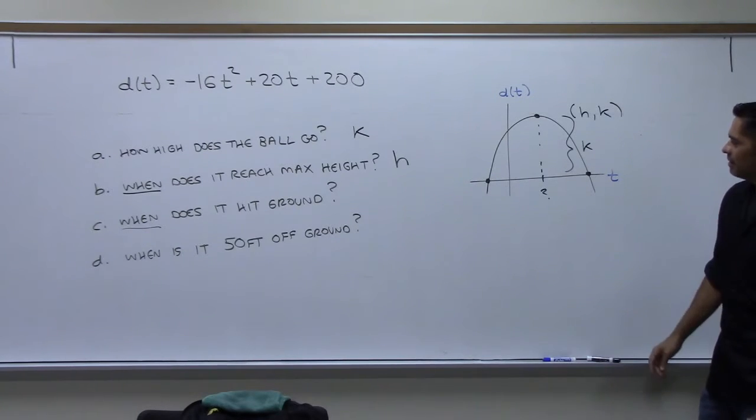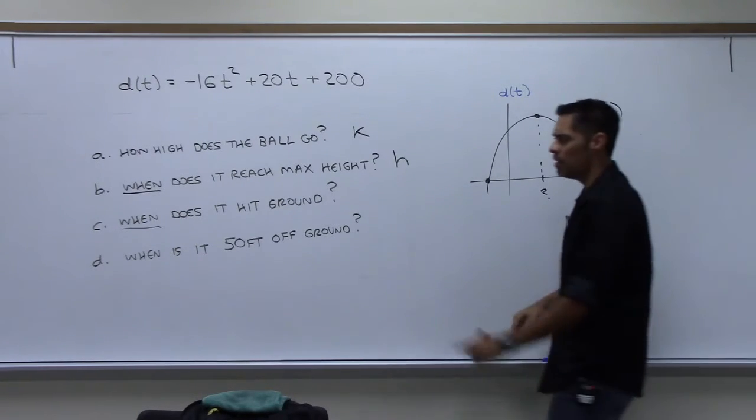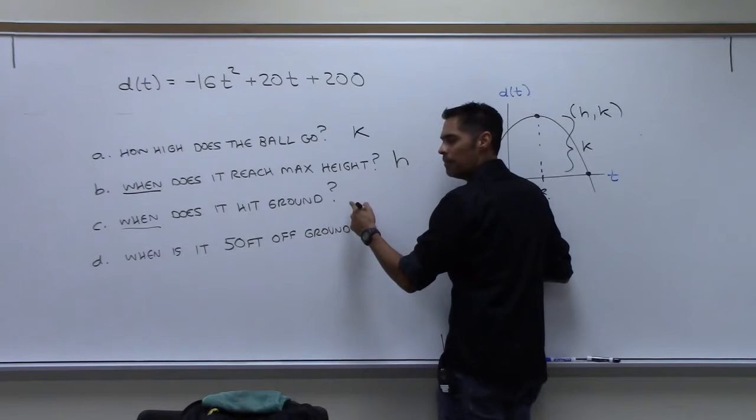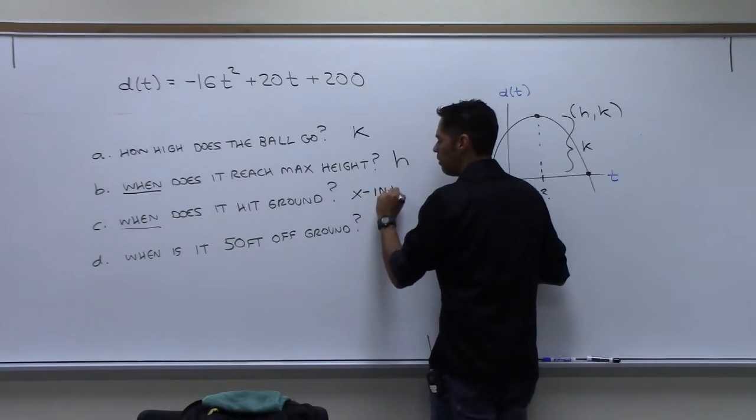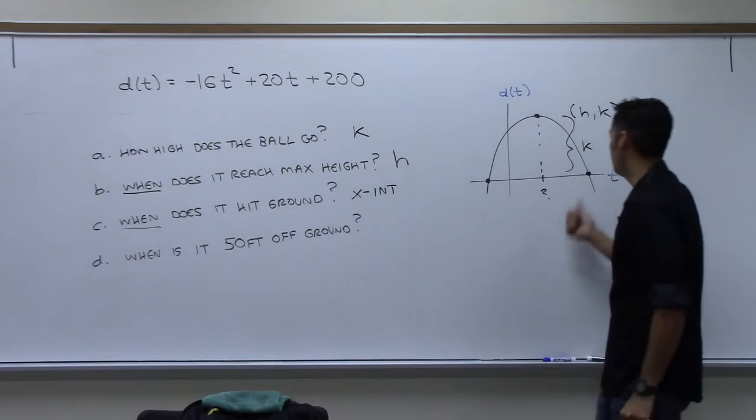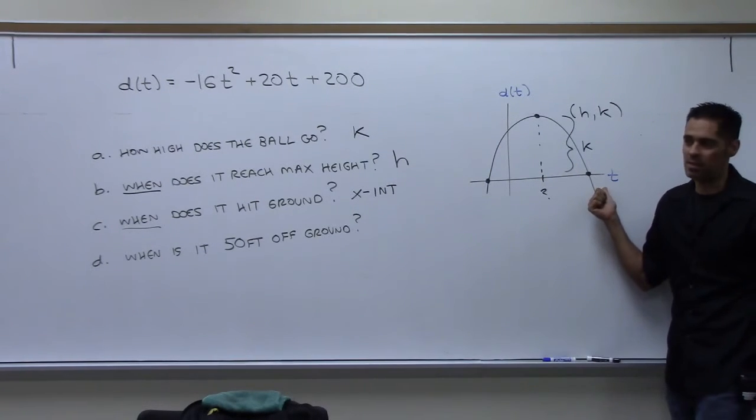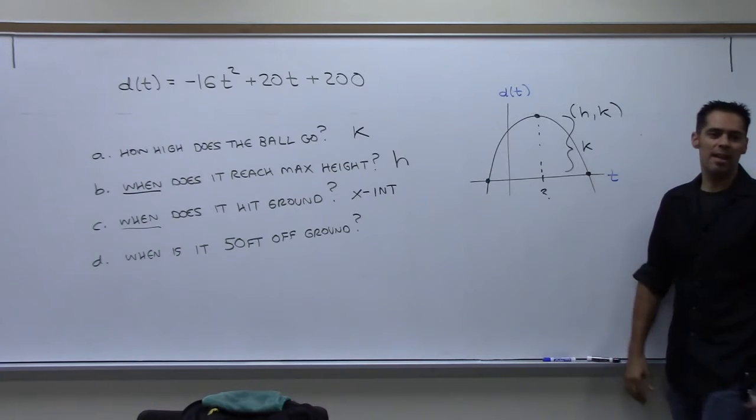Okay. All right, so this really is a hidden way of asking you to find the x-intercepts. Now, I'm going to say x-intercepts because that's what we're familiar with. But technically, we would call these the t-intercepts because t is the variable. But we'll say x-intercepts.